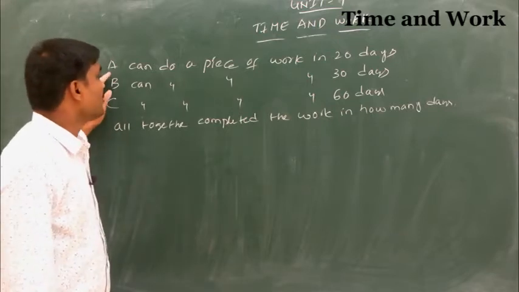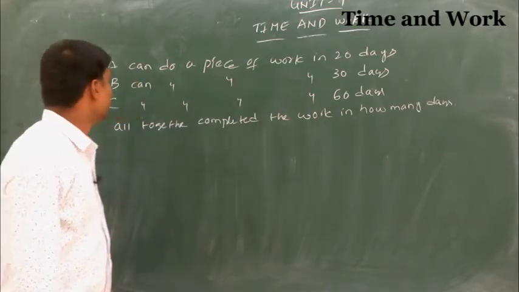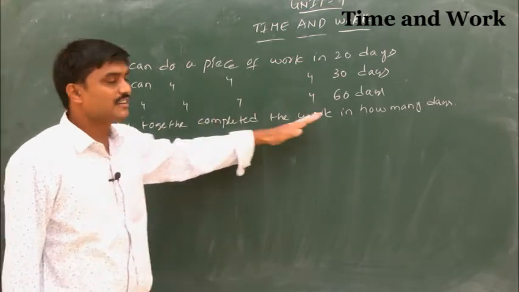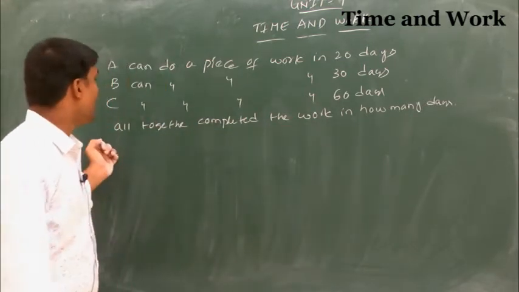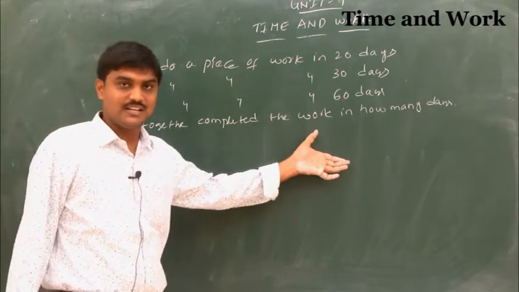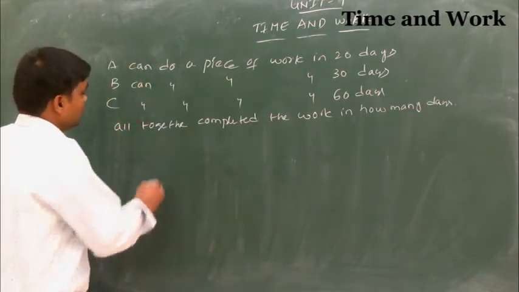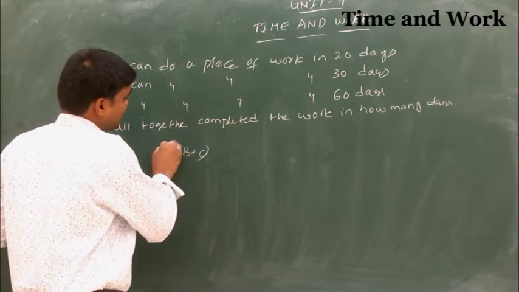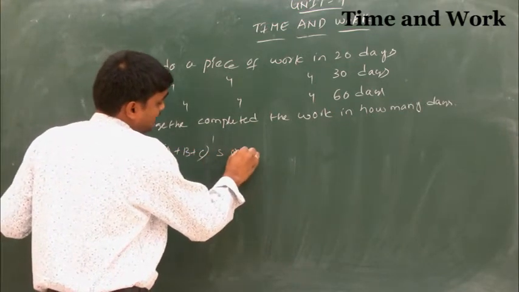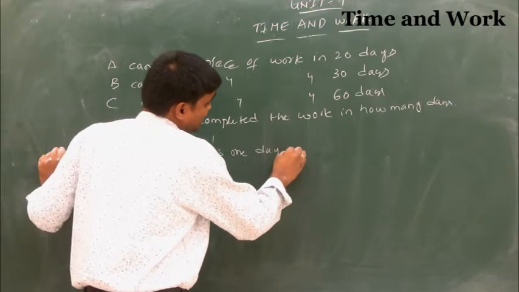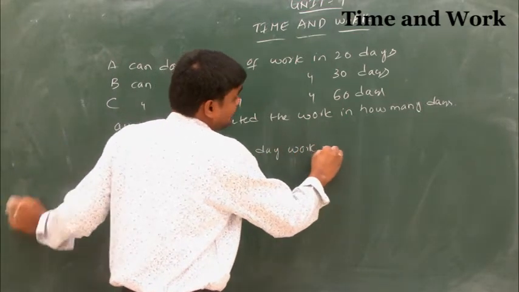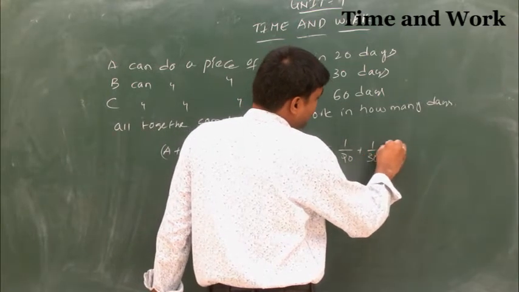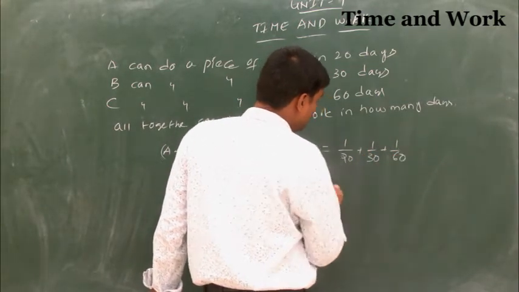So here A can do a piece of work in 20 days, B can do a piece of work in 30 days, C can do a piece of work in 60 days. So all together complete the work in how many days? So here A plus B plus C's one day work is 1 by 20 plus 1 by 30 plus 1 by 60.